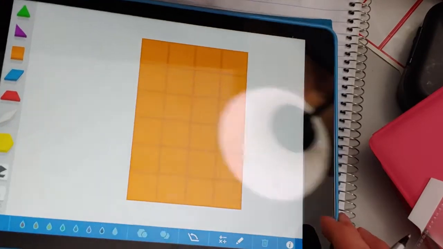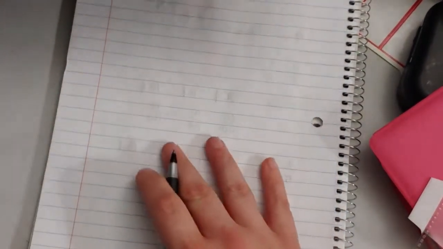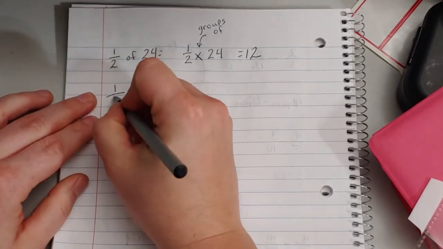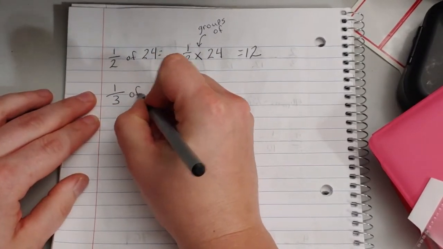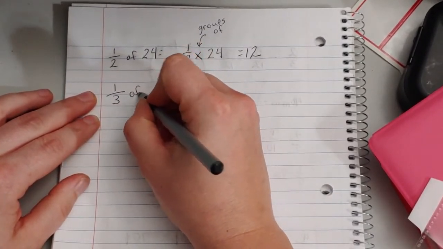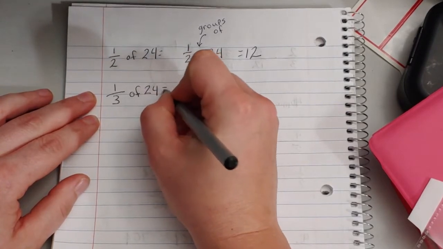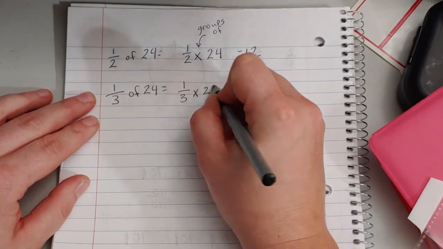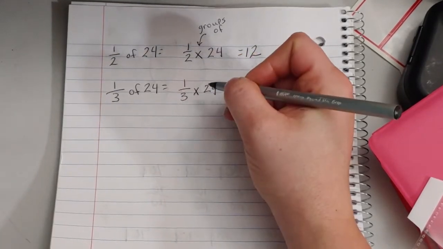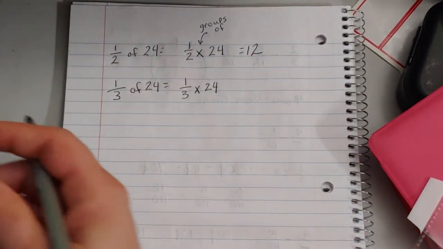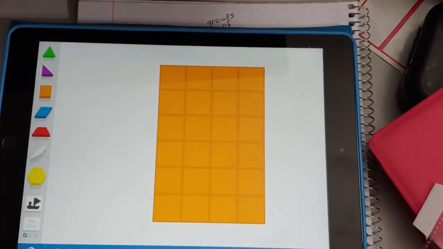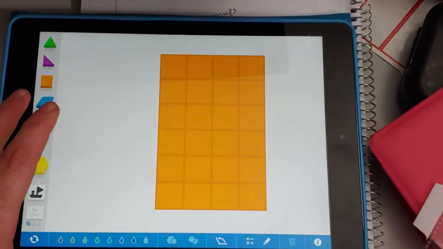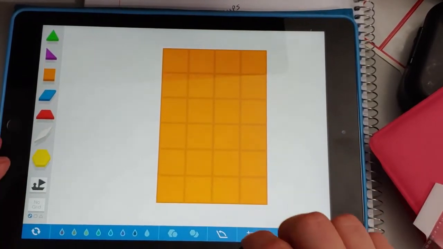Now we're going to look at one third of 24. What is 1/3 group of 24? 1/3 times 24. Pause here, use your tiles and solve. Again, we're not going to break apart the tiles. We're going to try and move a little more quickly through this. We're just going to change colors.